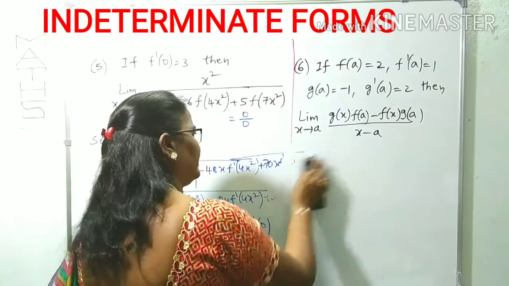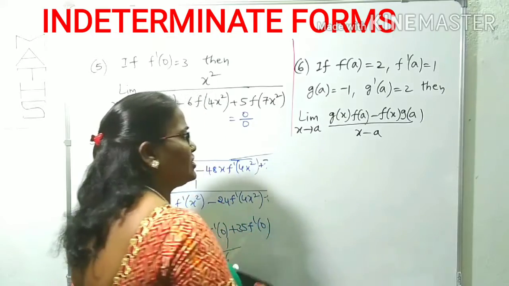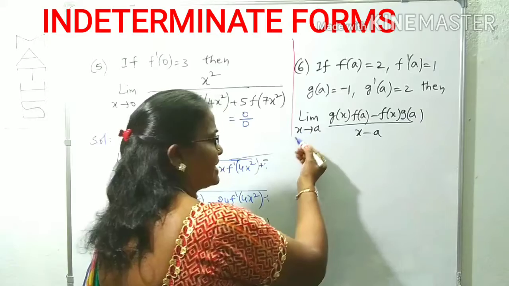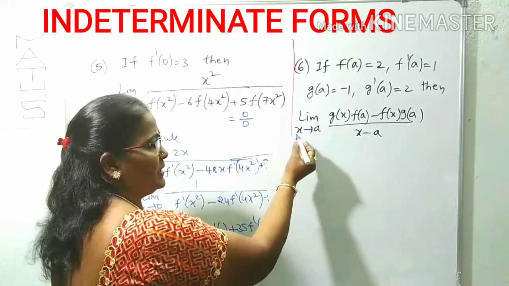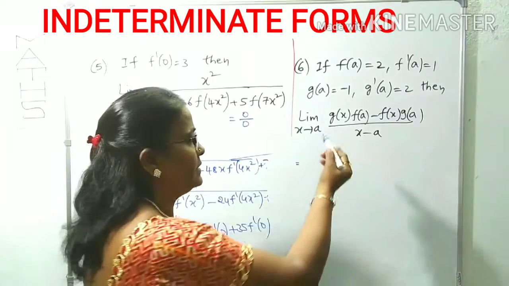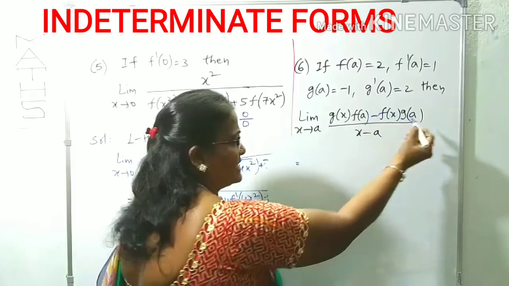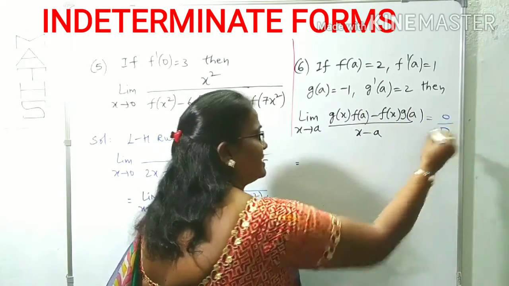So now we can proceed to the next question. In the next question, what is given here? Four results are given like this, and he is asking the limit of this function. So as usual, apply the limit x tends to a. What happened here? In place of x, put a: g of a, f of a minus f of a, g of a gets cancelled, so the numerator is 0. The denominator a minus a is 0, so it is clearly 0 by 0.